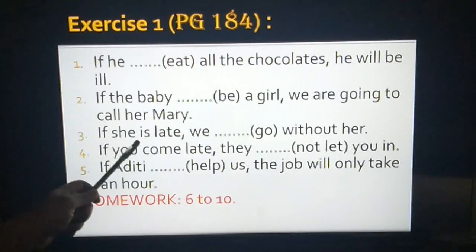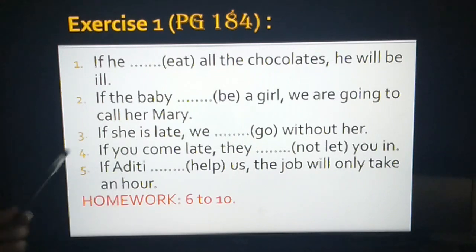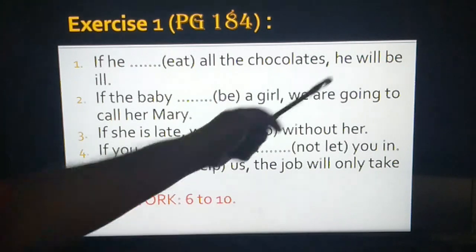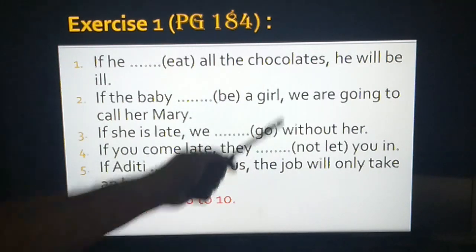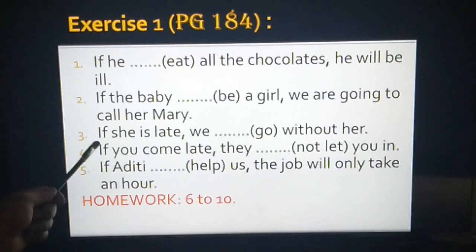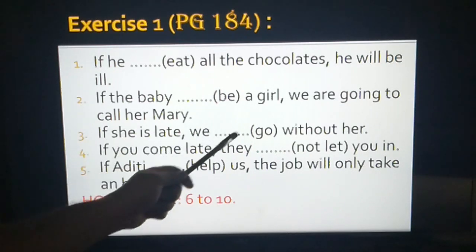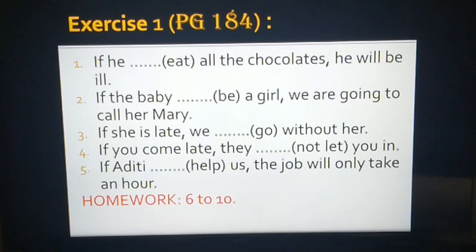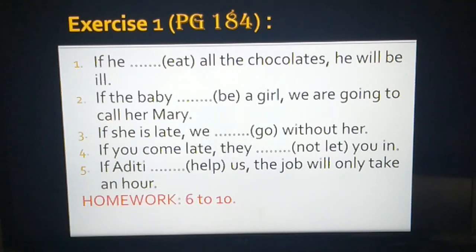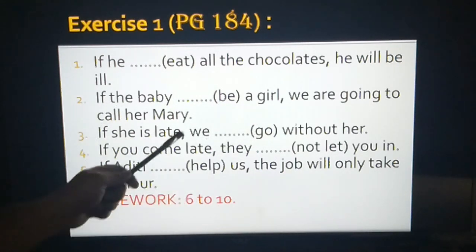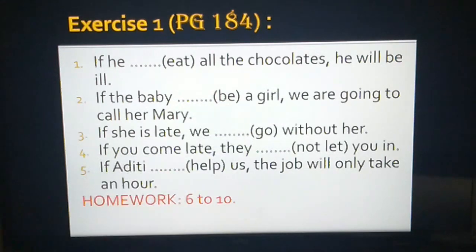Then if she is late, see, exceptionally we are using the continuous form also. It's not always that we use simple future. There are certain cases where we can use the continuous form. Okay, that is not a mistake. So here, if she is late, we dash without her go. What is the form of go there? If she is late, we go without her. With we can use the verb go. So if she is late, we go without her.